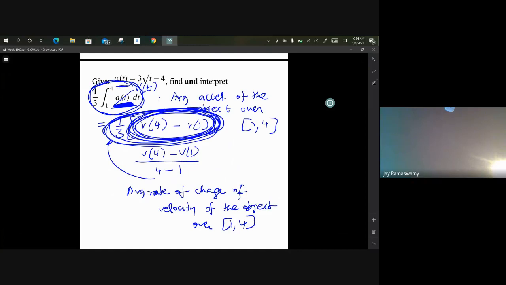There are two interpretations. You look at the original question and say, hey, that's the average of the acceleration function. And I looked at the right-hand side and said, wait a second, that looks like the secant formula. It's the average rate of change of the V function, the velocity function. Okay, I'm wrapping up the lesson.